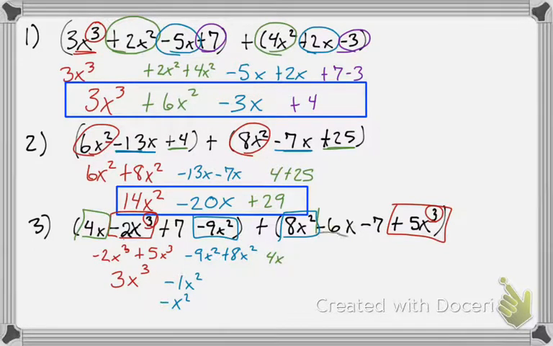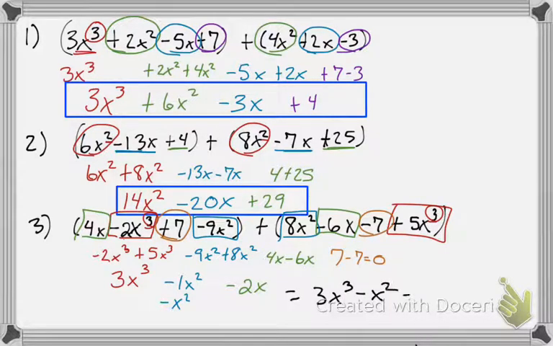And from the other equation, I have a negative 6x. 4x take away 6x. 4 minus 6 would be negative 2x. And then we've got our constant at the end. So we've got plus 7, we've got minus 7. 7 take away 7 is 0. So I'm actually not going to write anything at the back. For this one, I'm going to just rewrite my answer: 3x to the 3rd power minus x squared minus 2x. And hey, I'm done with that.